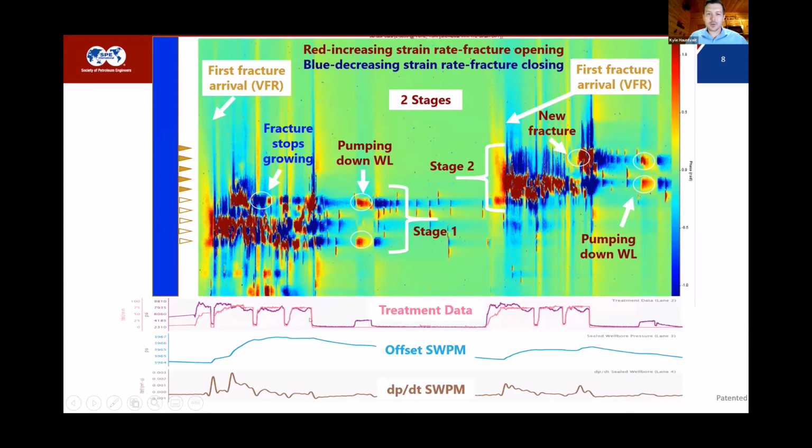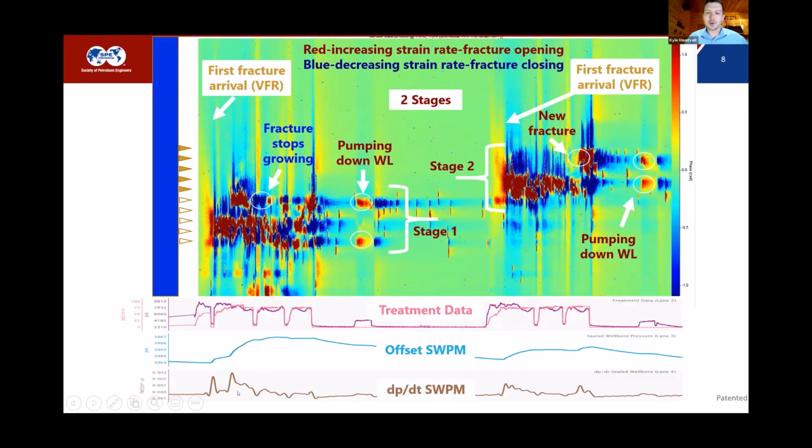On bottom, we have our treatment pressure data, pressure and rate on the top. We had changes in our rate during the pump schedule. Here's a wireline pump down and then the second stage. Below that, we have our offset sealed wellbore pressure monitoring, and this pressure is being measured from the same well that the fiber optic is strapped to.